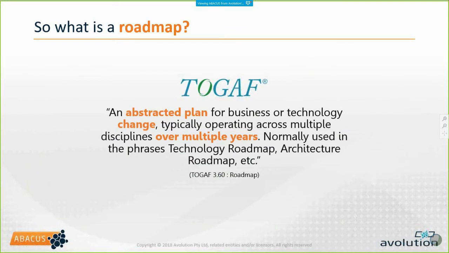So fundamentally, what is a roadmap? Well, since we're talking about TOGAF and Archimate, let's start with the definition from TOGAF. A roadmap is an abstracted plan for business and technology change, typically operating across multiple disciplines over multiple years. And it's normally used in phrases like technology roadmap or architecture roadmap, etc. The key point is there's a planning aspect to a roadmap. So this is what differentiates it from other architecture artifacts. And we'll take a bit of a deeper look at that.